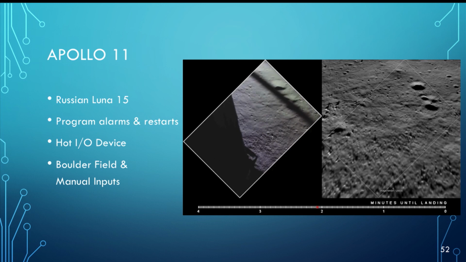The picture on the right is really cool. That's basically Google Moon. That's using the trajectory of the Apollo 11 lander to actually paint a really high resolution picture of what they were probably seeing out their windows.